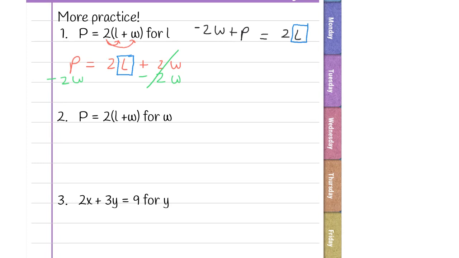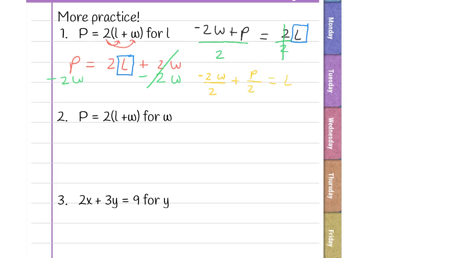Now, how do I move that 2 to the other side? Well, this is 2 times L, so how do I undo that? What is the opposite of multiplication? Well, it's division. So divide by 2 on both sides. 2 divided by 2 reduces to 1. And then I'm left with negative 2W over 2 plus P over 2 is equal to L.